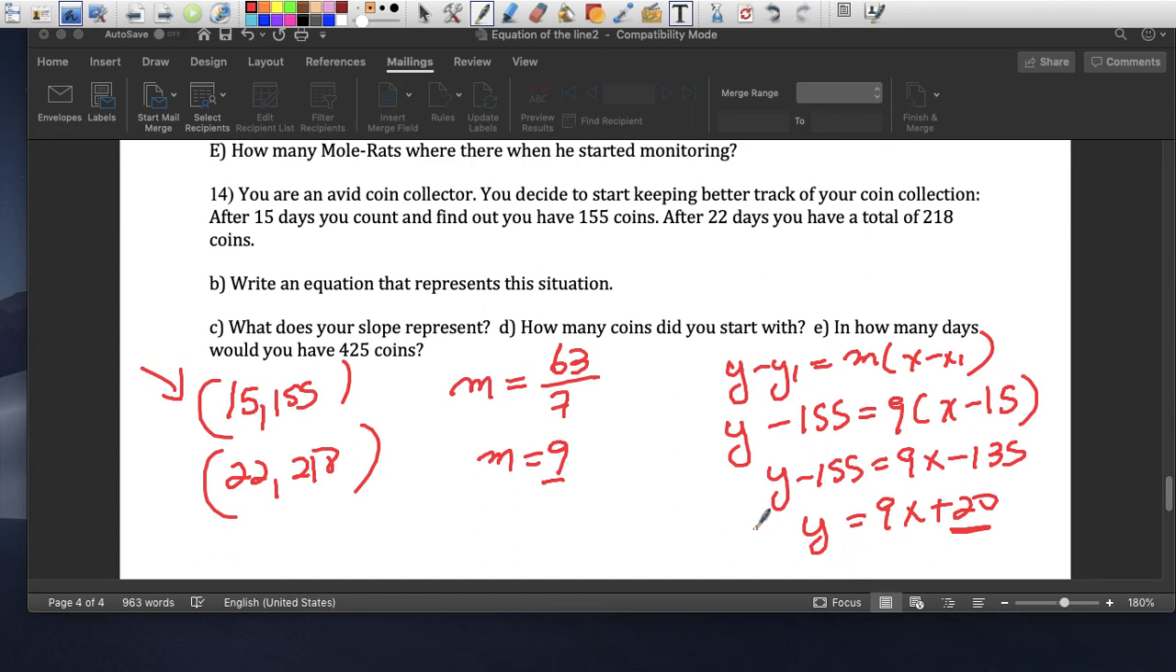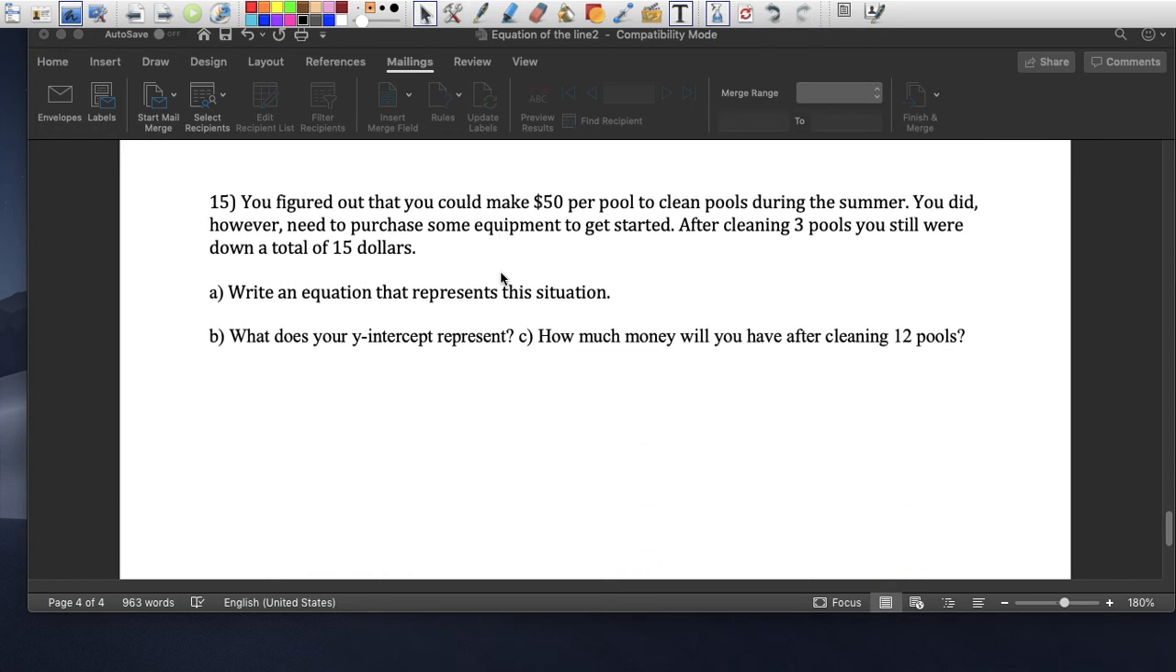That's the equation. And how many days will you have 425 coins? So 425 equals 9x plus 20. You're going to do 425 minus 20 on both sides, so you're going to get 405, and then you're going to divide that by 9. And the number of days, x, is going to be 45. Okay. Nice question with nice, pretty numbers.